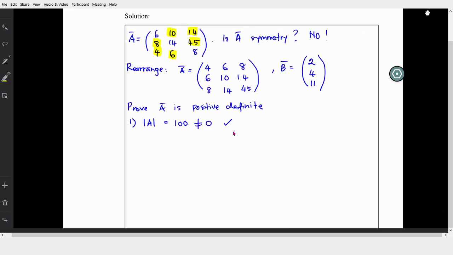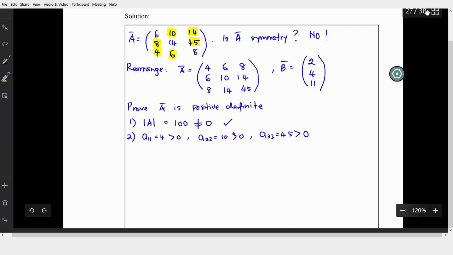But you cannot just stop yet, because this is just number one. You need to proceed with criteria number 2. Criteria number 2 says the elements of the main diagonal should always be positive. Refer to the previous page: Aii must be greater than 0, always positive. If we look at our A after we have rearranged, A11 is 4, which is clearly positive. A22 is 10, also positive. A33 is 45, also positive. So we satisfy the second criteria.